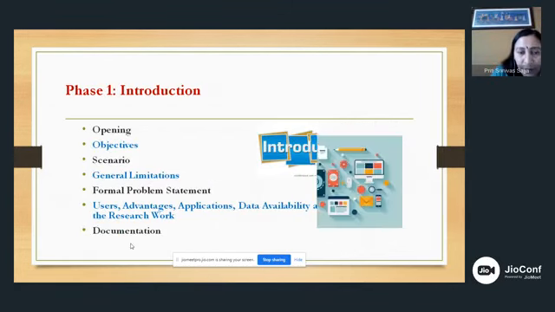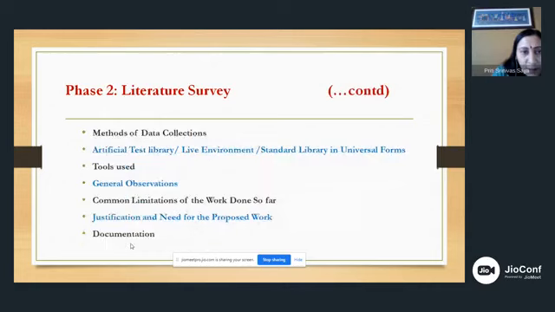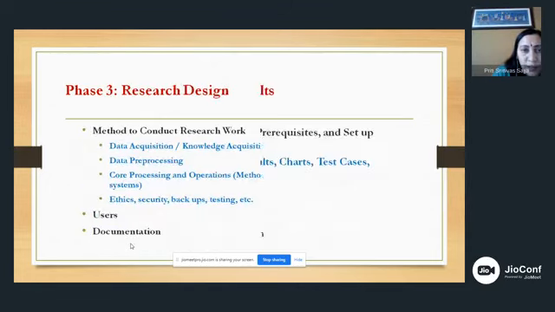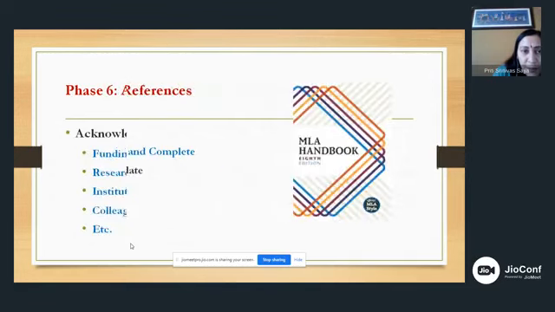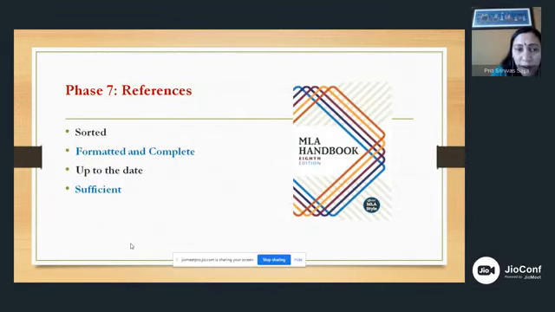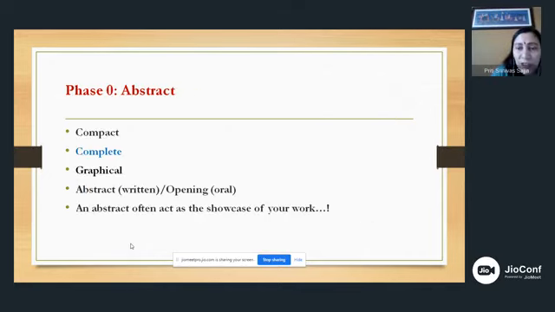These are the things which we have already discussed: phase 2, phase 3, research design, phase 5, conclusion, acknowledgement. The references are sorted, formatted, complete, up to date, sufficient. Later, if you want, I can share the slide with you. Now we are discussing the abstract. The abstract is compact, very short and small.